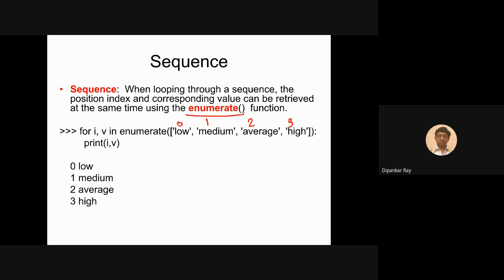Okay. So say that enumerate that list of low, medium, average, high, this corresponds to the rainfall of 4 years. So that means the first year it is low, second year is medium, third year is average, fourth year it is high. Anything. You can think in that way how you can use it.